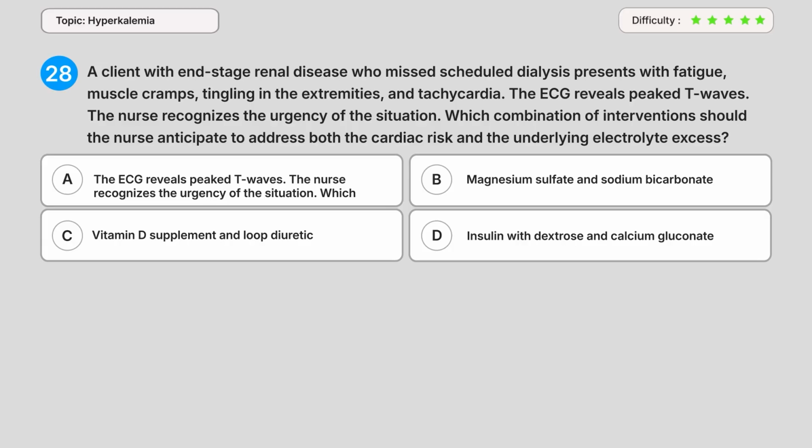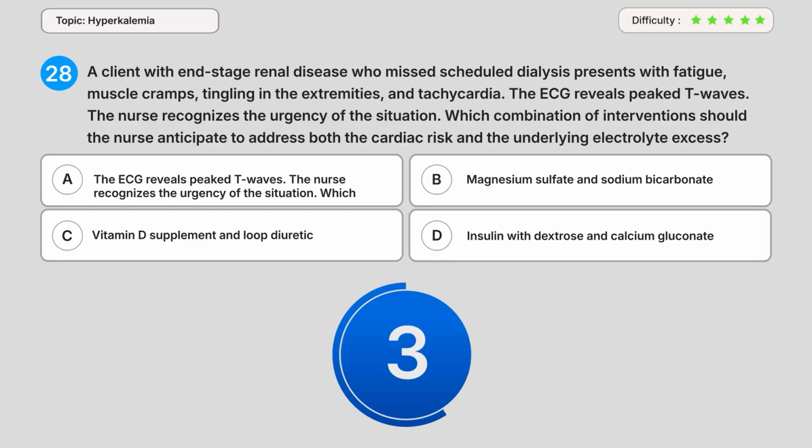A. Oral potassium supplement and fluid bolus. B. Magnesium sulfate and sodium bicarbonate. C. Vitamin D supplement and loop diuretic. D. Insulin with dextrose and calcium gluconate. What do you think is the answer?